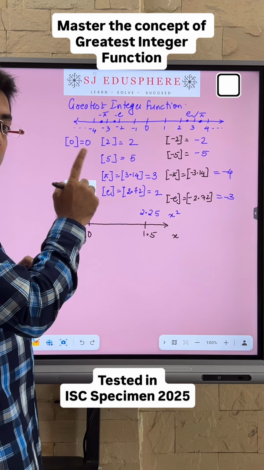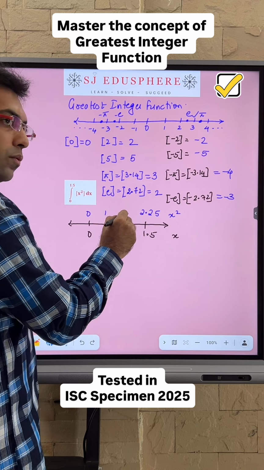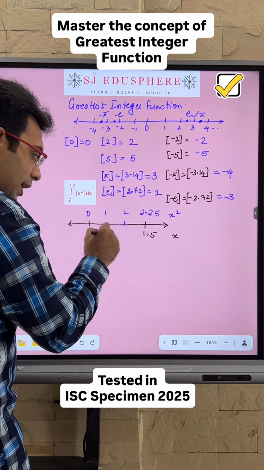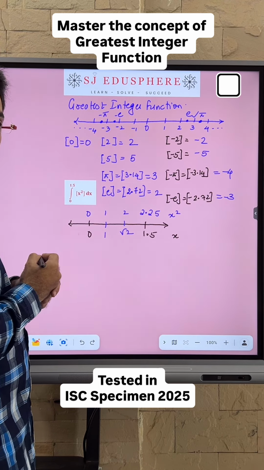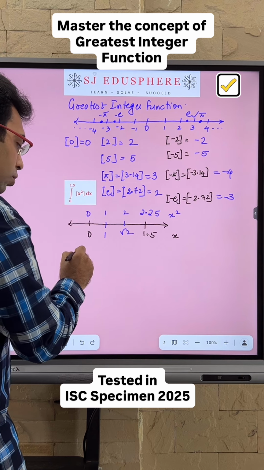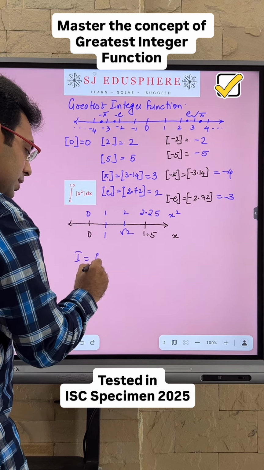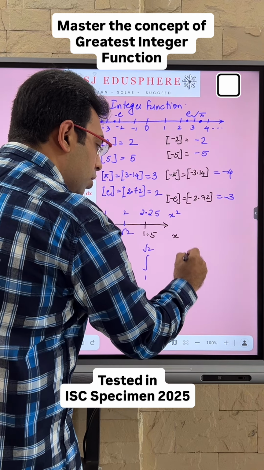So what are the integer values here? Well, 1 and 2. If x square is 1, x will be 1. If x square is 2, x will be root 2. That's it. We break my integration from 0 to 1.5 as 0 to 1, 1 to root 2, root 2 to 1.5.